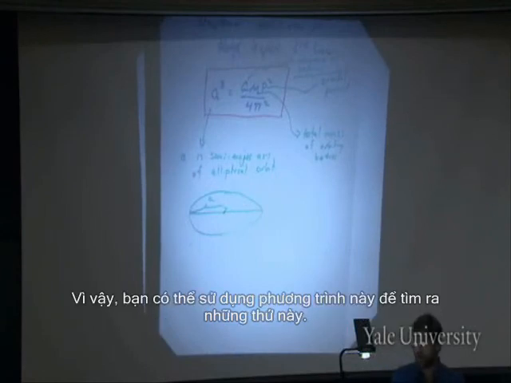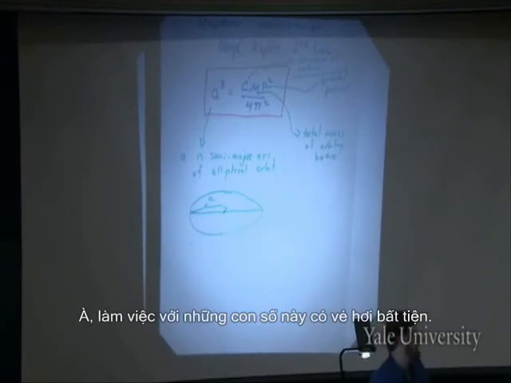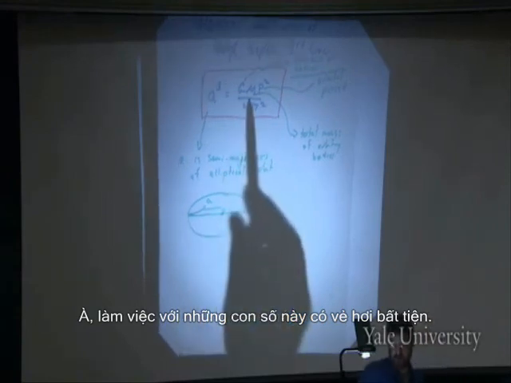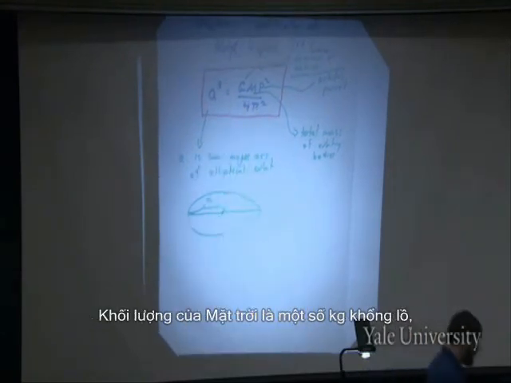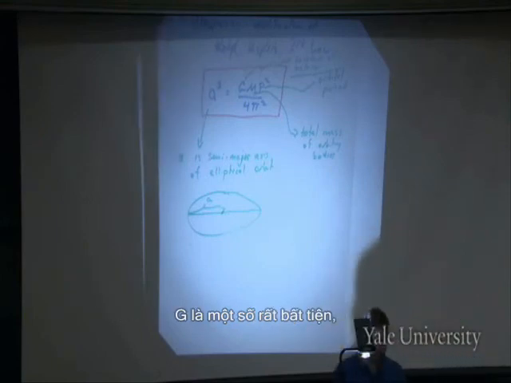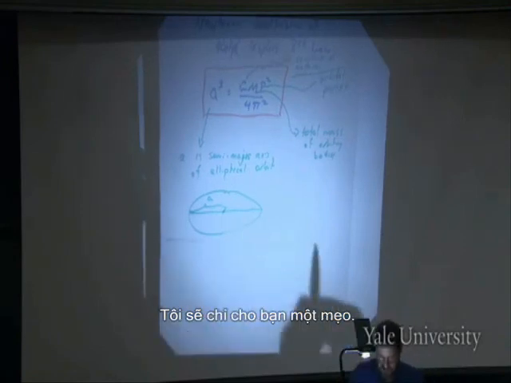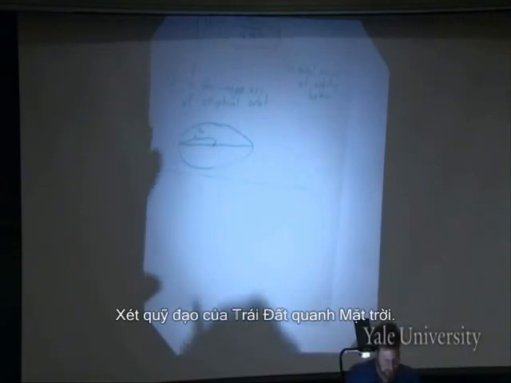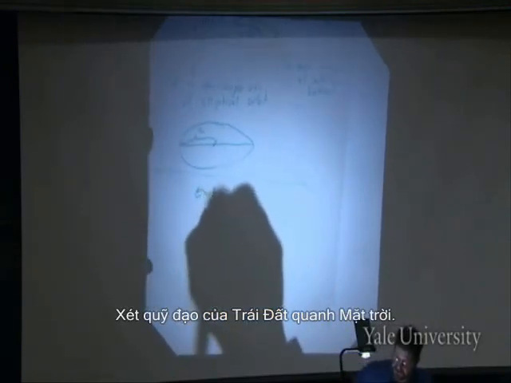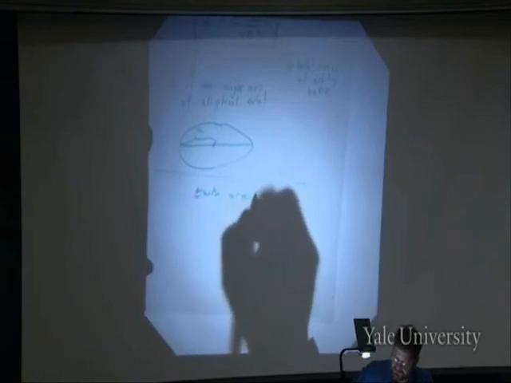So you can use this equation to find things out. Now, these numbers tend to be awkward to work with. The mass of the sun is some huge number of kilograms. G is a very awkward number. Pi is always a mess. But let me show you a trick. Consider the Earth's orbit around the sun.